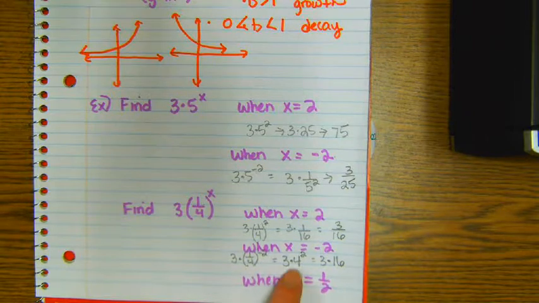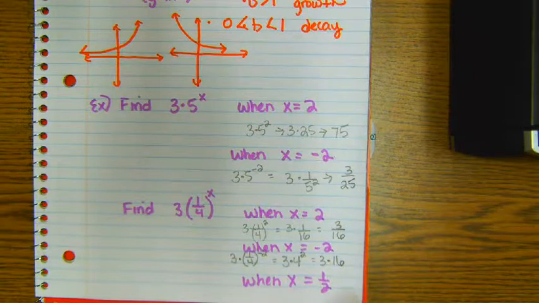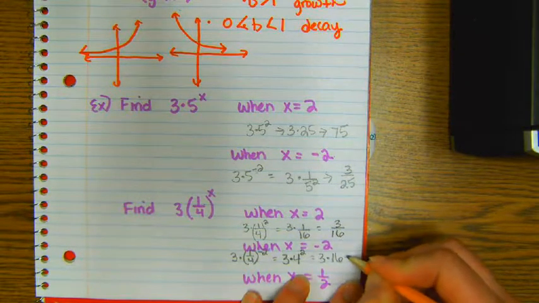So this is the same as 3 times 4 squared, which is 3 times 16, which is 48.